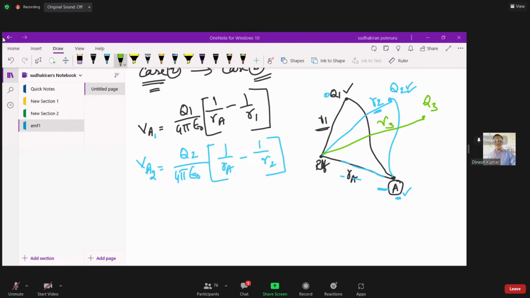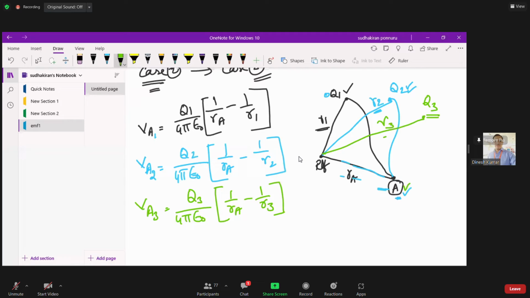Okay, so now we need to find the potential at A because of Q3. So what will be the value now? VA3 is equal to Q3 divided by 4 pi epsilon naught times (1 by RA minus 1 by R3), where R3 is the new distance vector.